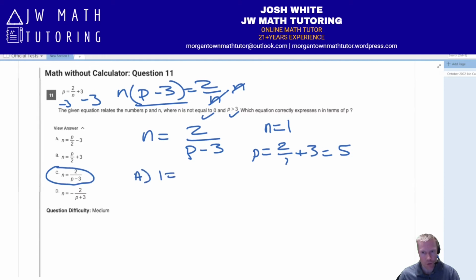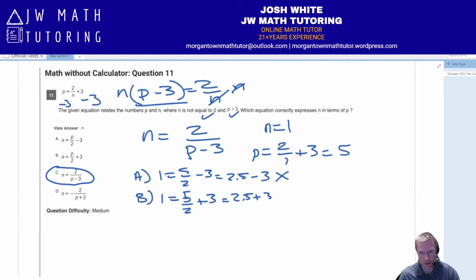For A, we've got 1 equals 5 divided by 2 minus 3. Okay, that's like 2.5 minus 3. Is that equal to 1? No. Move on. Okay, B is going to be the same thing, except it's going to be 5 over 2 plus 3, so it's 2.5 plus 3. Okay, that's not 1. Wrong.